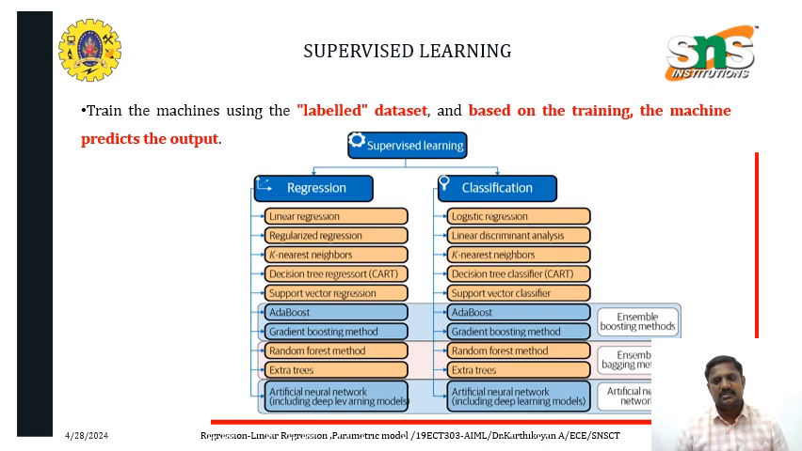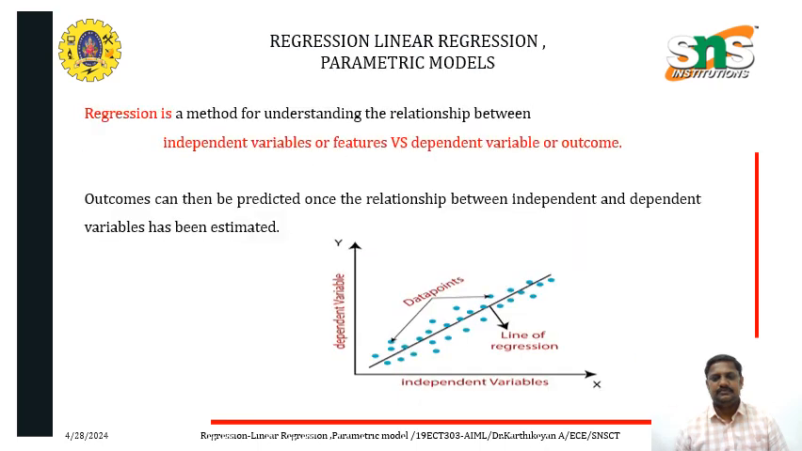In classification, we discuss logistic regression, linear discriminant analysis, k-nearest neighbors, CART, and so on. It will be common, except AdaBoost and the gradient boosting method, which come under the ensemble boosting methods. The random forest method and extra trees method are bagging methods, and we can also discuss artificial neural networks. These are all the supervised learning methods.